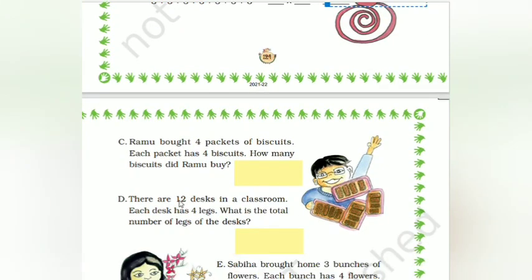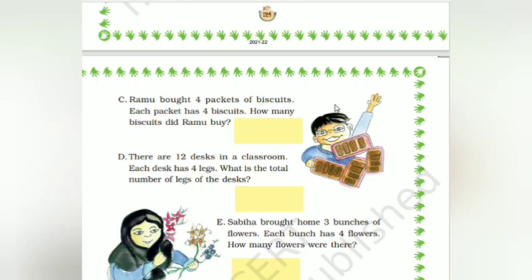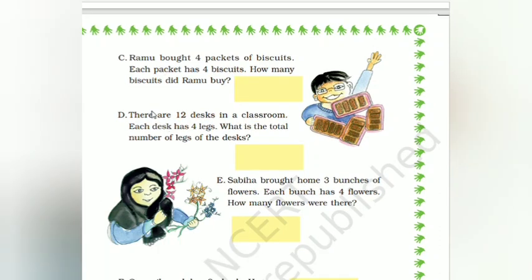Then next, Ramu bought 4 packets of biscuits. Each packet has 4 biscuits. How many biscuits did Ramu buy? So what do we have to write? Ramu bought how many packets of biscuits? 4 packets of biscuits he bought. In each packet, how many biscuits does it have? That we have to write. Okay. Each packet has 4 biscuits. So the total will be 16.